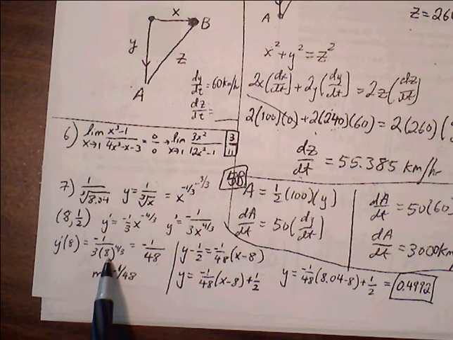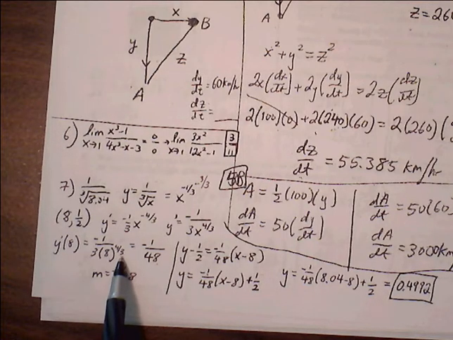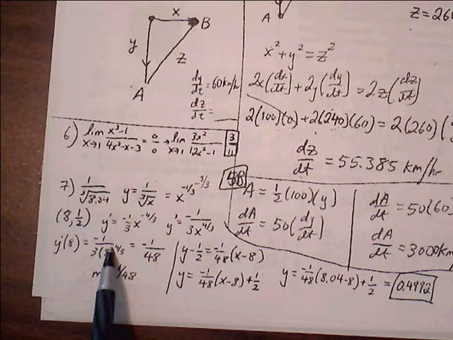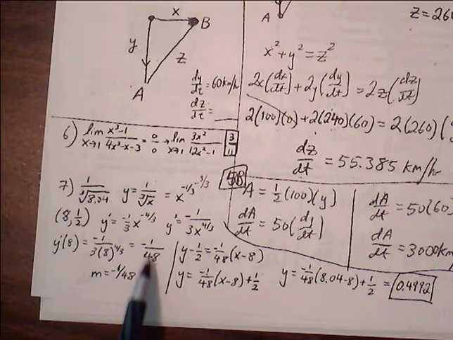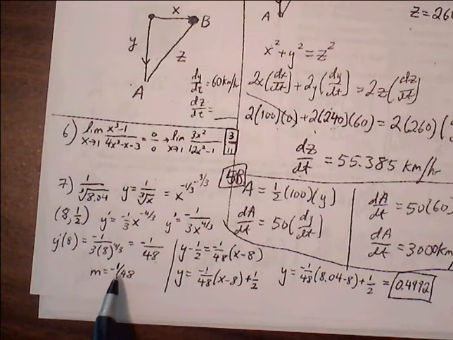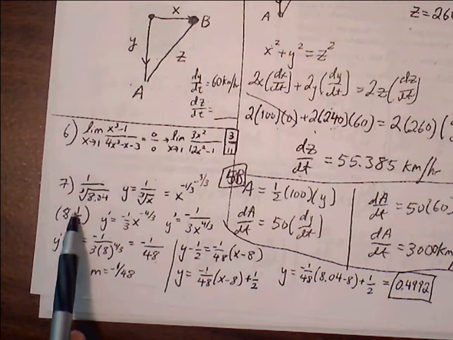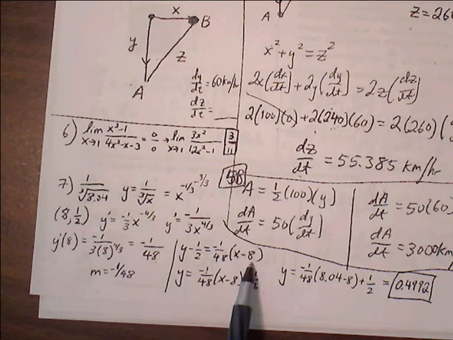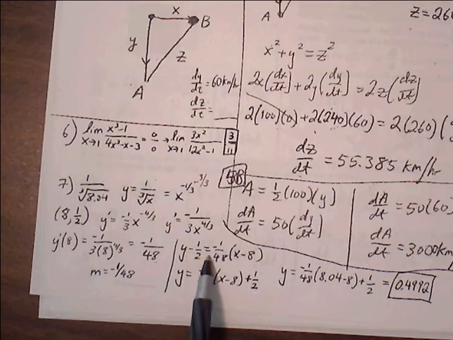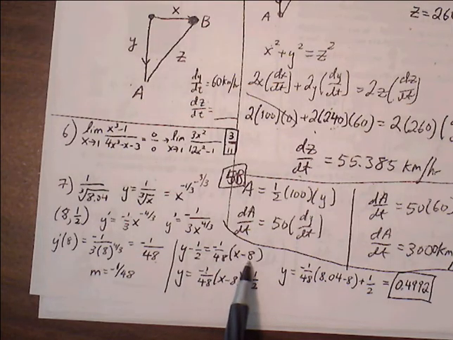8 to the 4/3, we can evaluate this without a calculator because we can always take the cube root first. So the cube root of 8 is 2. 2 to the 4th is 16. 16 times 3 is 48. So negative 1 over 48 is our slope. We have our slope. We have our ordered pair. We can now do point slope. So y minus y sub 1 is equal to m times x minus x sub 1.